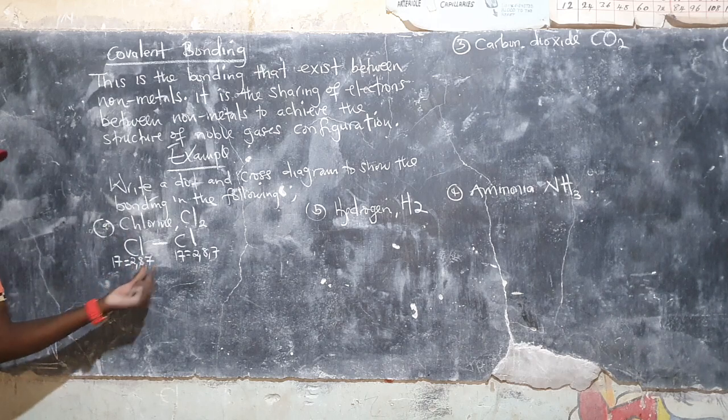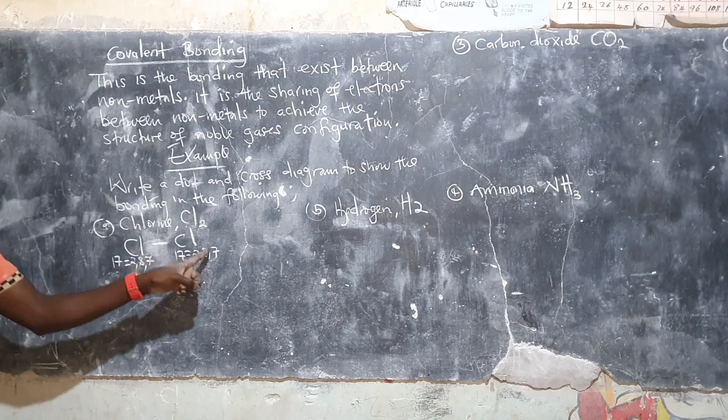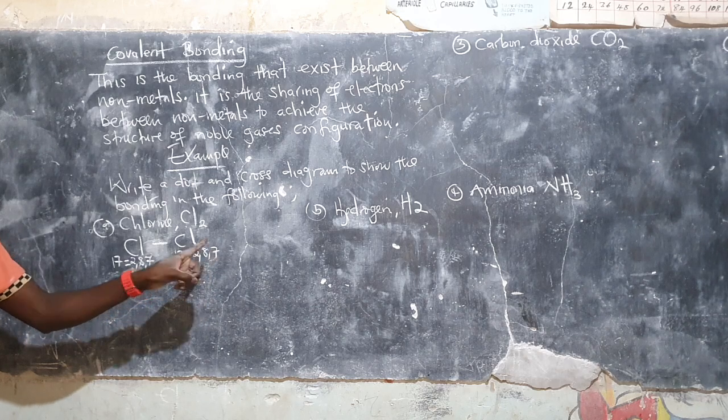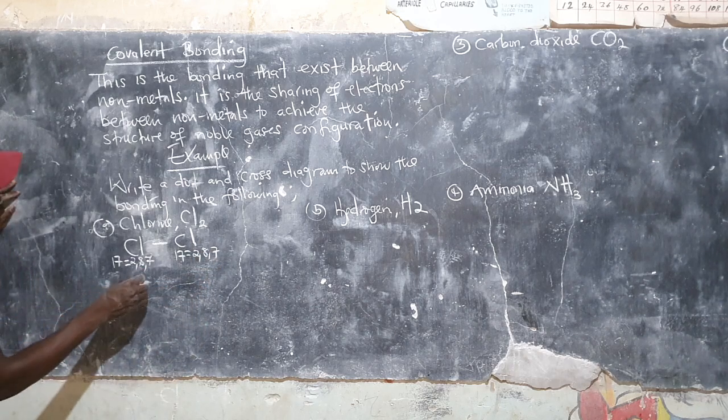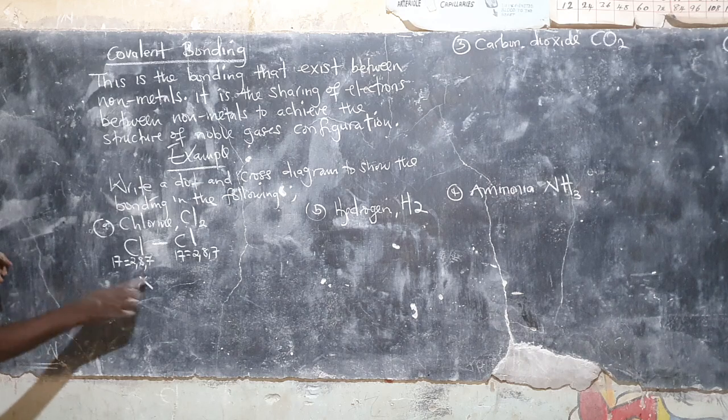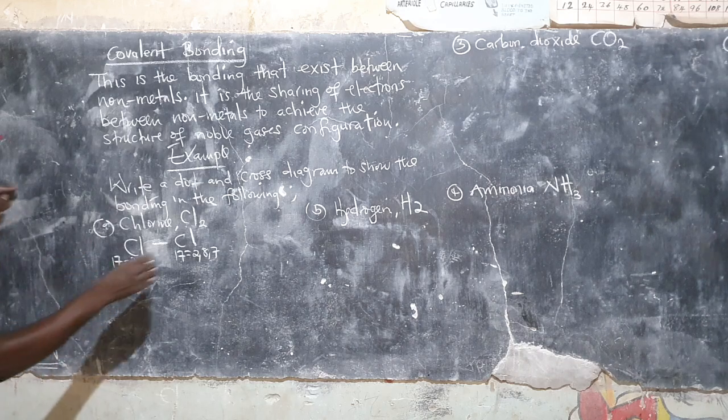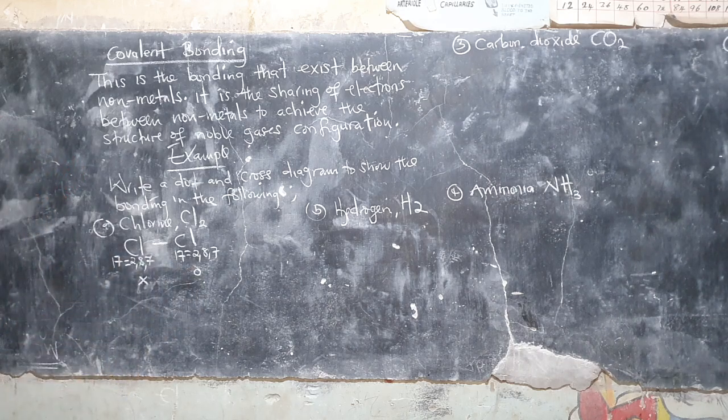That means that for chlorine to be stable, it needs to gain 1 electron for it to have 8. This chlorine also needs to gain 1 to have 8. That means this chlorine will share what it needs. This one needs 1, so it will share 1. This one also needs 1, so it will also share 1.